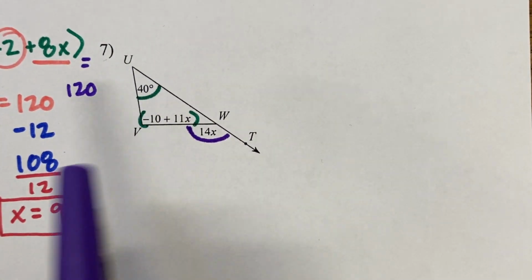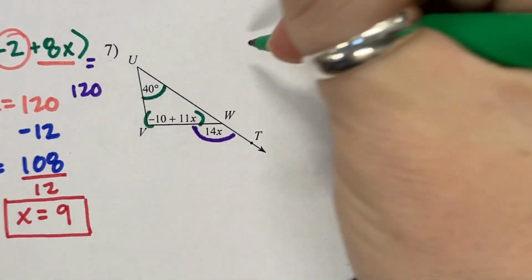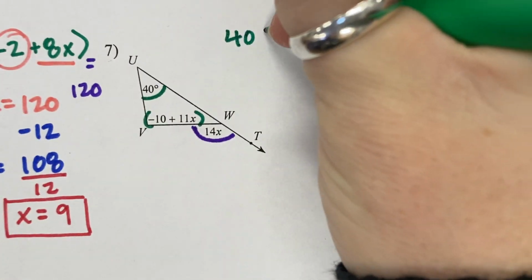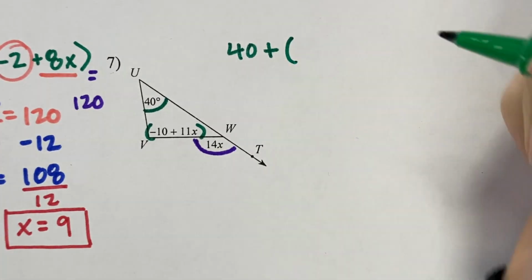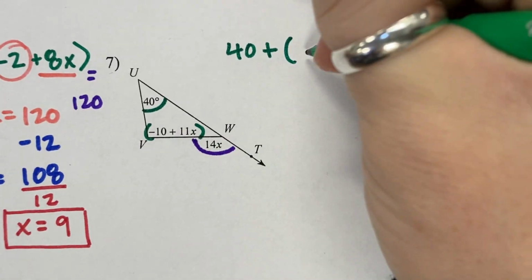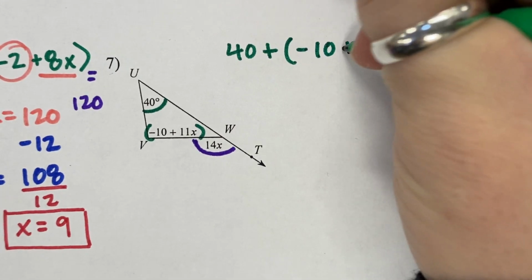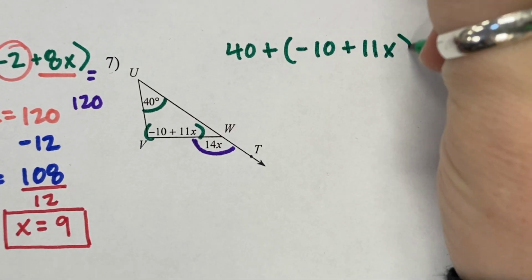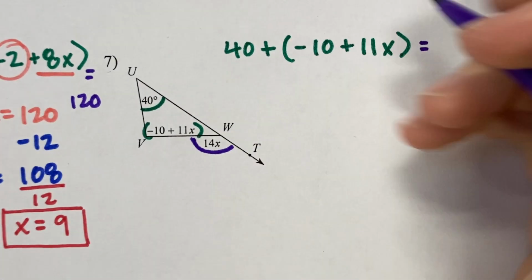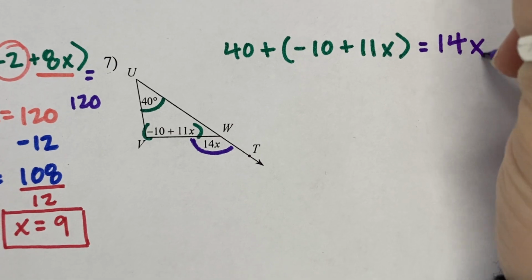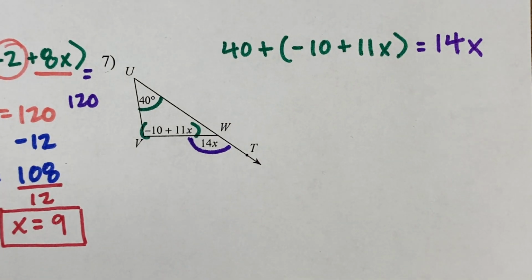So I have my two interior angles added together. So I have 40 plus that whole little equation. I'm going to put parentheses just because I have a little negative right there. Negative 10 plus 11x. Okay, and now what is it equal to? Well, it still equals my exterior angle. It just now is 14x.